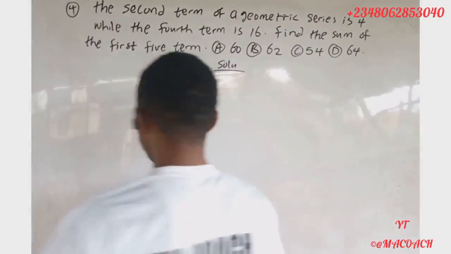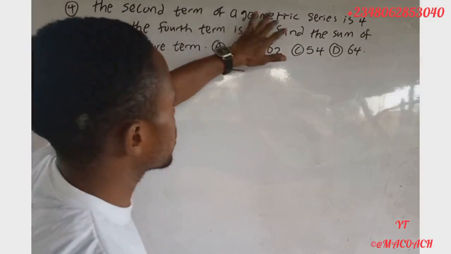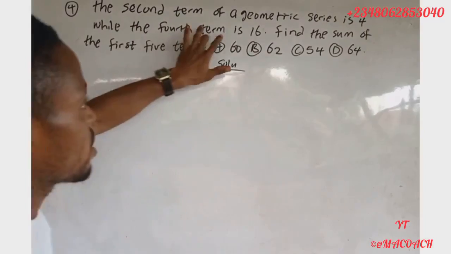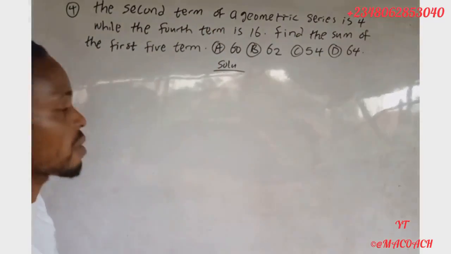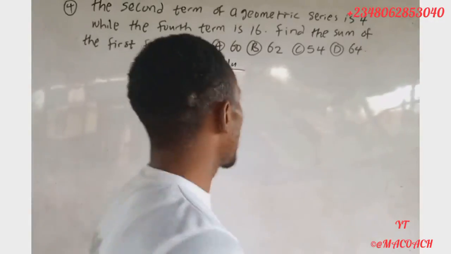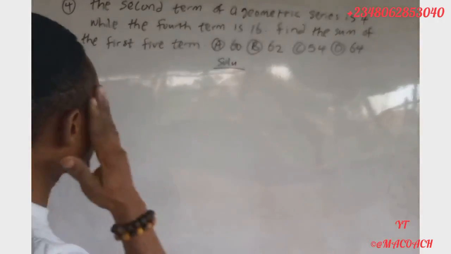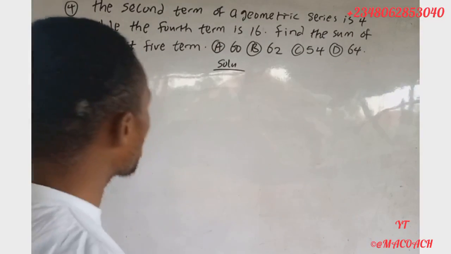In this place, we have this question: the second term of a geometric series is 4, while the fourth is 16. Find the sum of the first 5 terms of this GP. Here they give us the second term and the fourth term, and we are to find the sum of the first 5 terms. So how do we solve this question now?